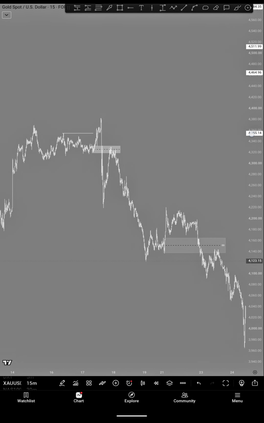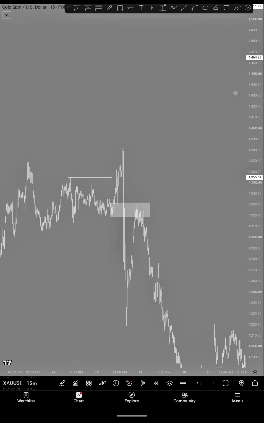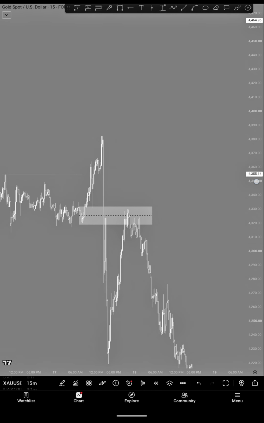So this is another example of a breaker block.